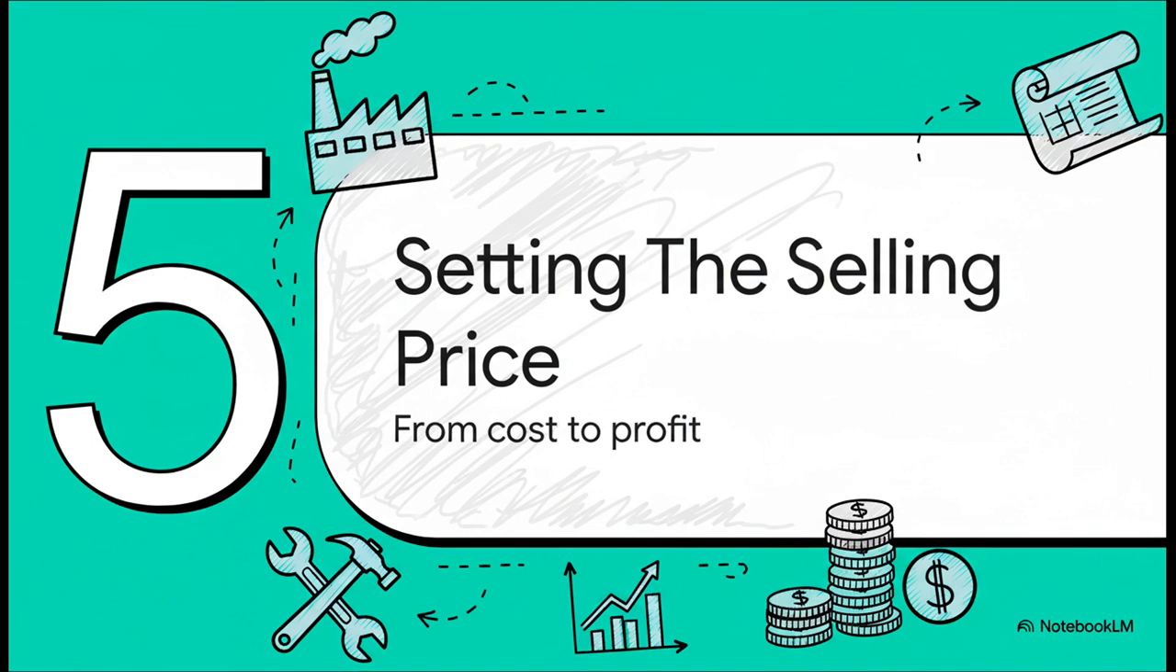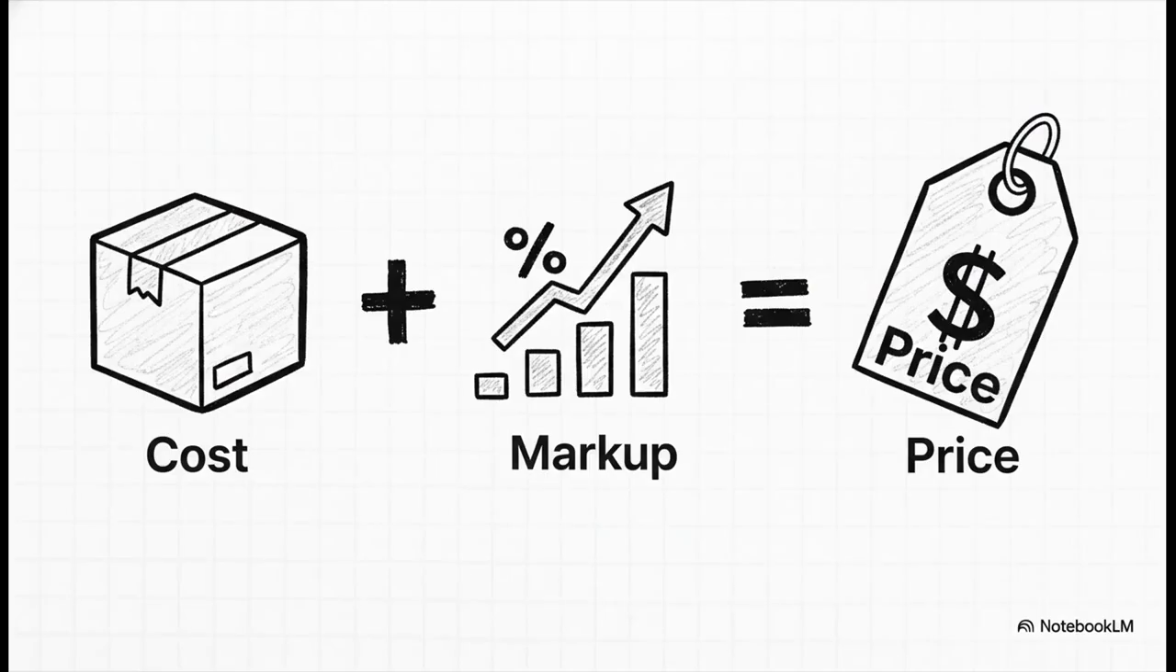All right, we've made it. Let's look at the absolute last piece of the puzzle. We've gone through all this work to calculate our cost. Now, how do we turn that number into a price for the customer that actually makes the business some money? Well, once you have that total cost number, the final step is actually pretty straightforward. You just add your desired profit, and that's usually done with a simple markup percentage.